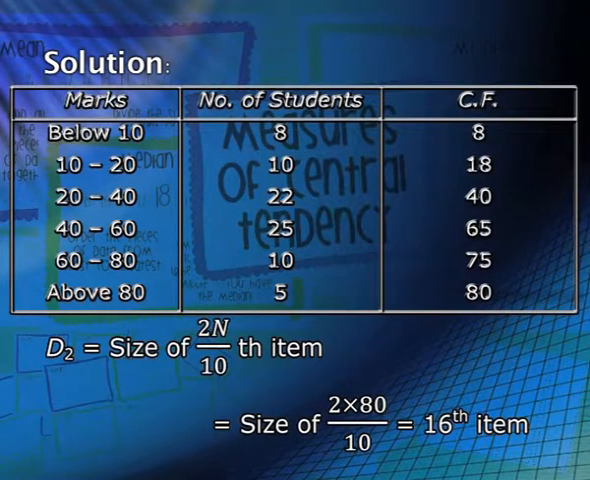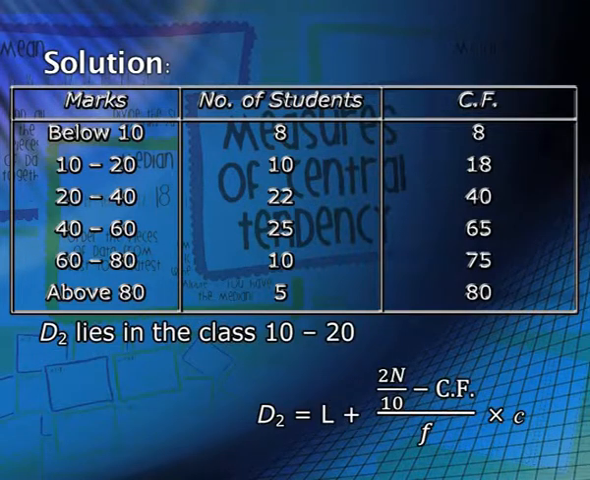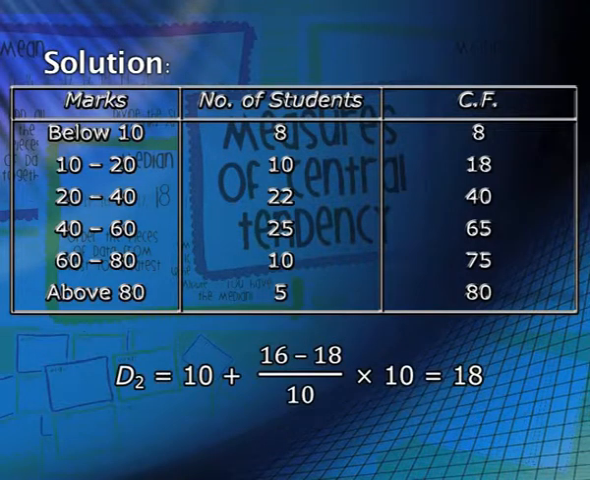Similarly, we'll calculate D2. D2 is the size of 2n/10th item, that is equal to size of 2 times 80/10, which is equal to 16th item. So D2 lies in the class 10 to 20. Now D2 will be L plus (2n/10 minus CF) divided by F into C. So D2 is equal to 10 plus (16 minus 18)/10 into 10, which is equal to 18.